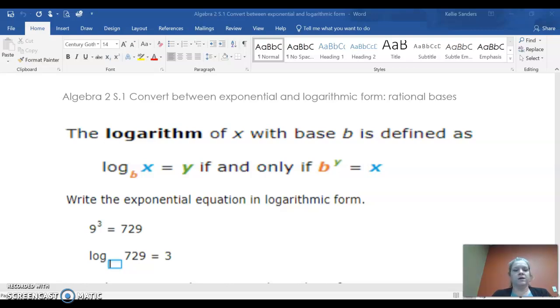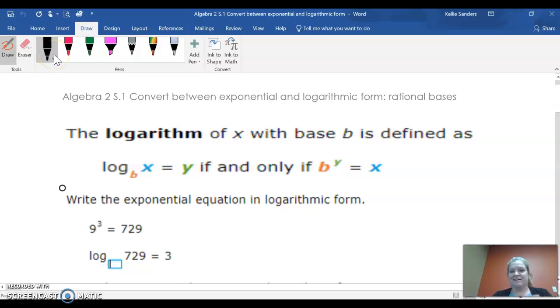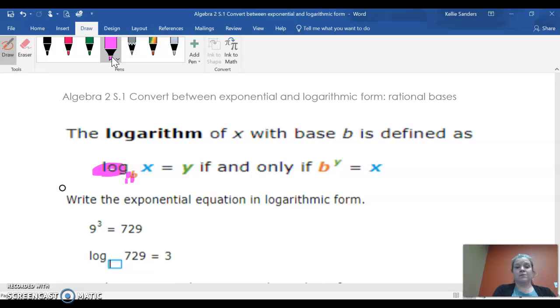Okay, so we're beginning S1, and I love logarithms and exponentials and stuff like that. It's kind of fun, but at the beginning, it's kind of intimidating and a little weird, but you're going to get it. It's going to be okay. A logarithm. It is pronounced logarithm. And the logarithm of x with base b is defined as, and we pronounce this log base b of x equals y. That's how we say that.